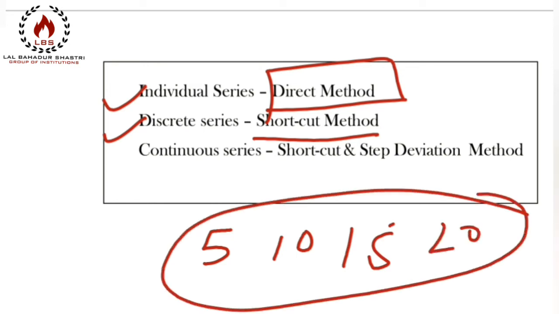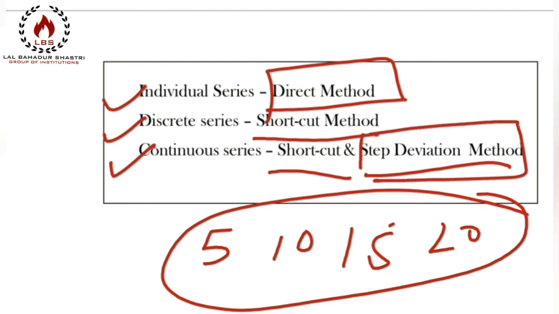Meaning there should be something common in it. If something is common, then you can apply the shortcut method in case of discrete series, and in case of continuous series, the shortcut method and step deviation method both can be applied. Best will be the step deviation method if you want to avoid lengthy calculation, right? If you want to avoid lengthy calculation, then go for the step deviation method. Otherwise you can also apply the shortcut method.